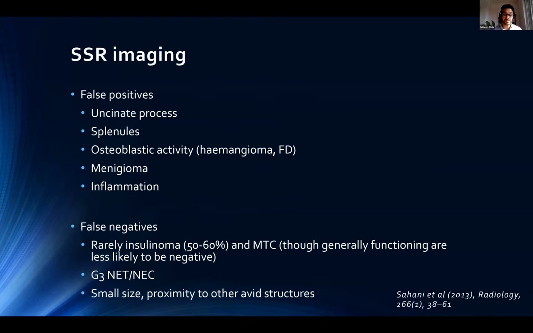In terms of false positives, there can be many false positives on somatostatin receptor imaging. So the uncinate process shows uptake physiologically. Splenules can. So again, there can be overlap, just as we saw with MRI. Any bone lesions that show osteoblastic activity, such as hemangiomas and fibrous dysplasia, meningiomas and inflammation. You can also get false negatives from insulinomas in particular, and medullary thyroid carcinomas, and also in high-grade neuroendocrine tumors.